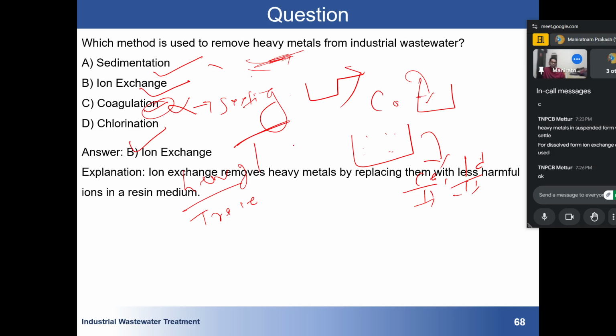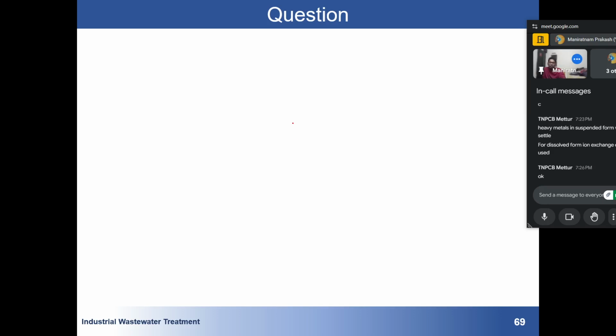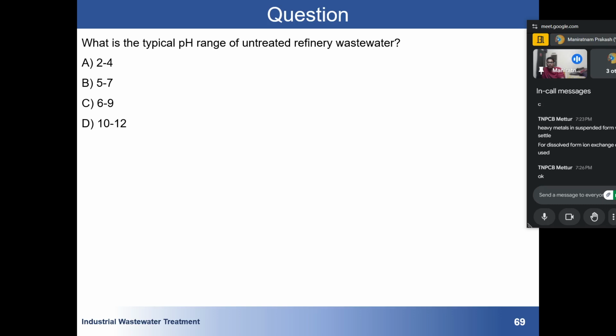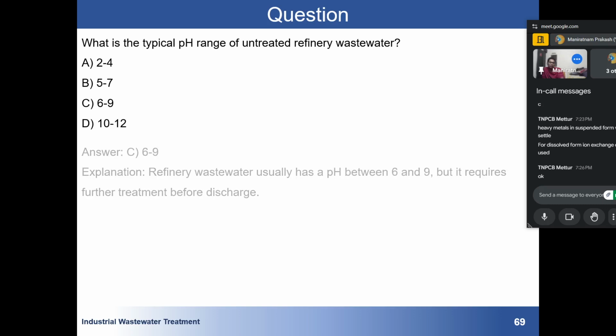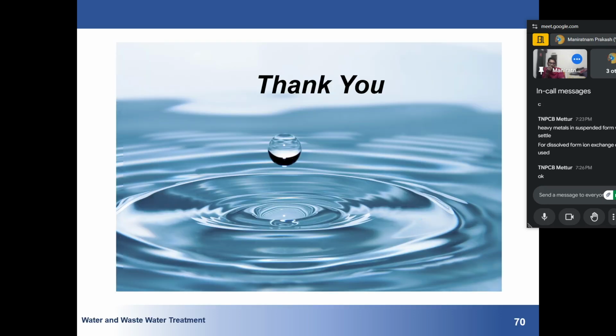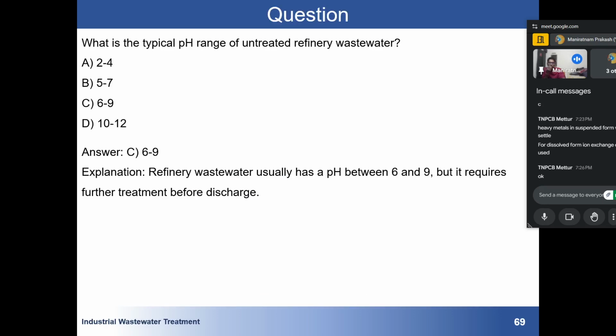What is the typical pH range of untreated refinery wastewater? This is again from the TNPCB, and the pH range is between 6 to 9. Okay, so this was all related to this.